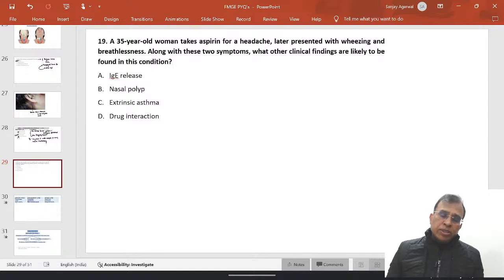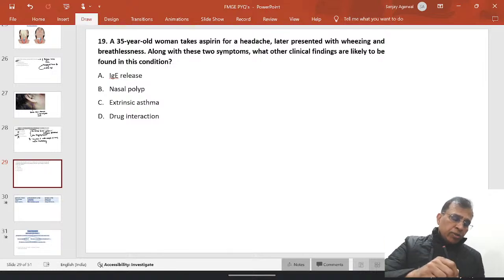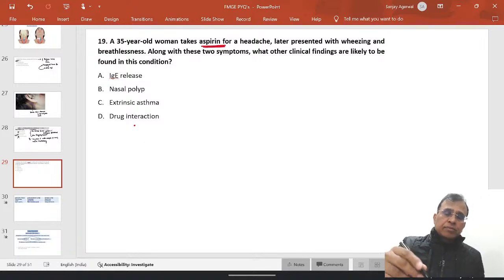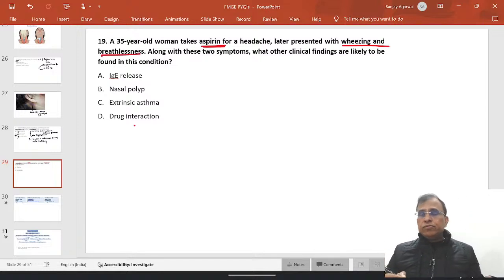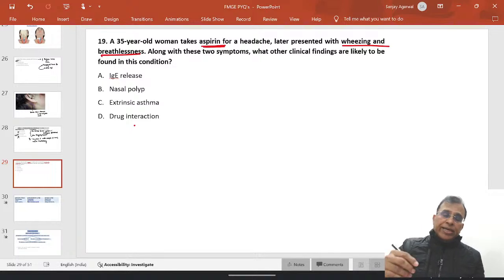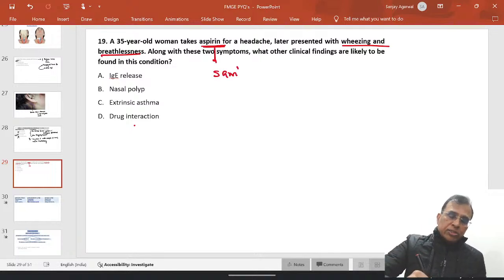Along with these two symptoms, what other clinical features are likely to be there? We know that if the patient begins to have a problem after aspirin, with wheezing and breathlessness, that means the patient is sensitive to aspirin. And who are sensitive to aspirin? Patients with Samter's triad. So this question is about Samter's triad. And what are the three features of Samter's triad? Triad means three features.